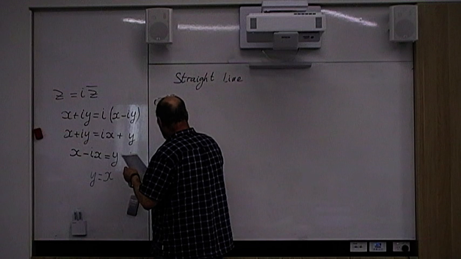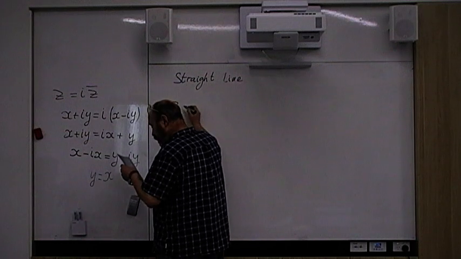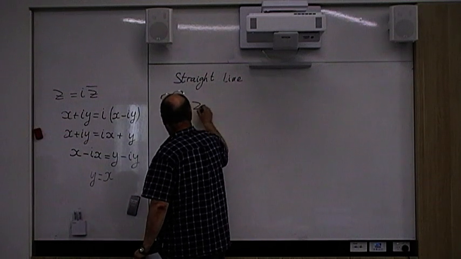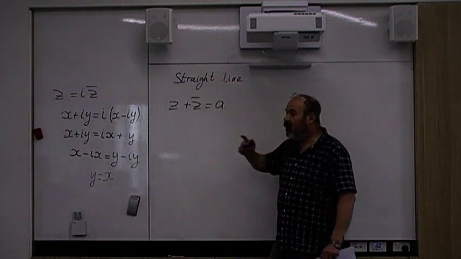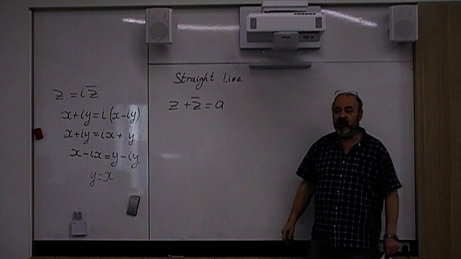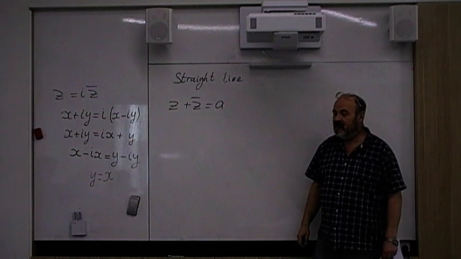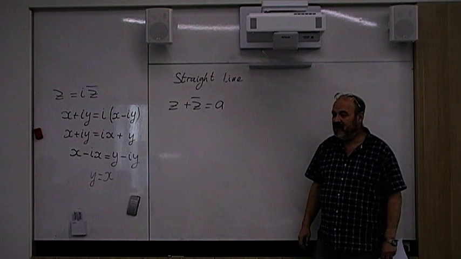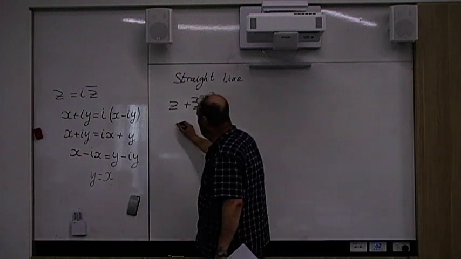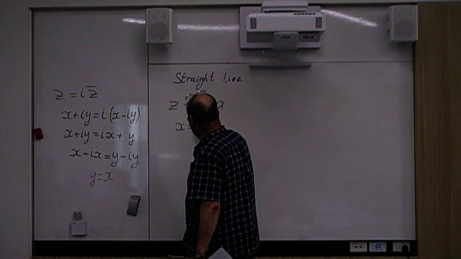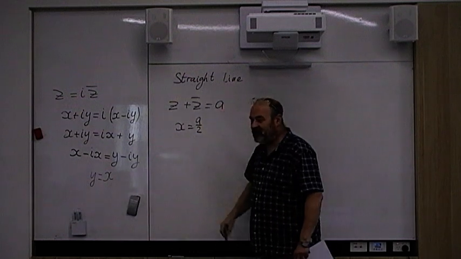Second, you definitely know z plus conjugate z equals a. What will be the Cartesian equation of this? x plus iy plus x minus iy, the iy cancels out, so you get 2x equals a. It will be a vertical straight line, x equals a on 2.